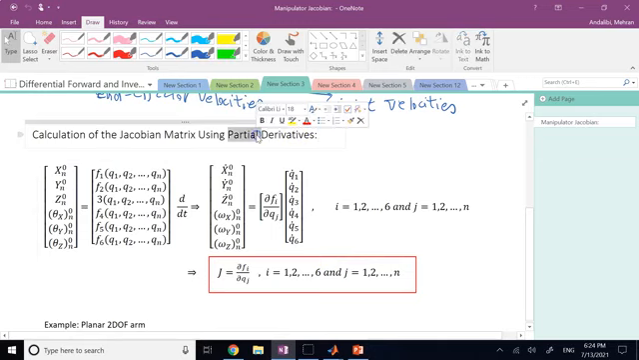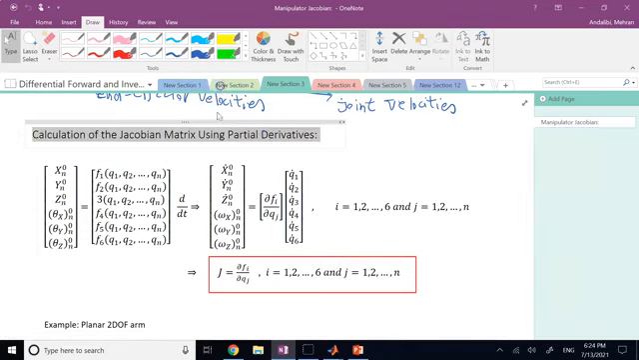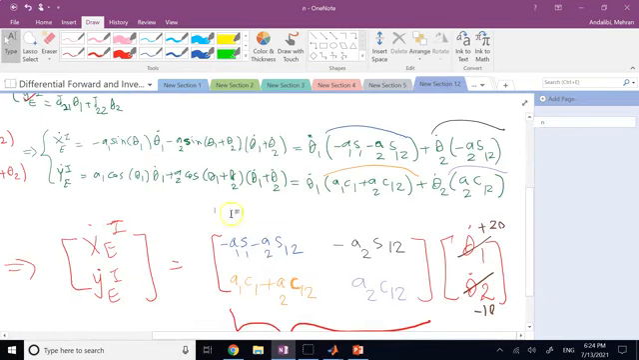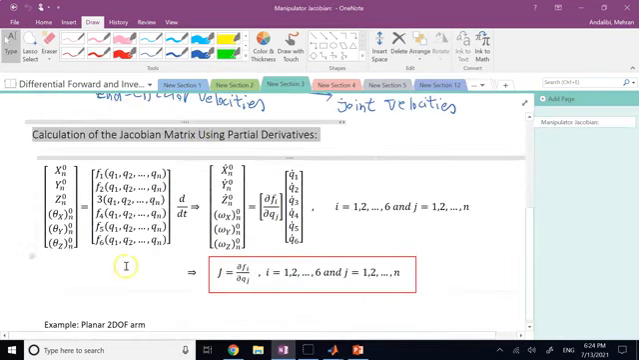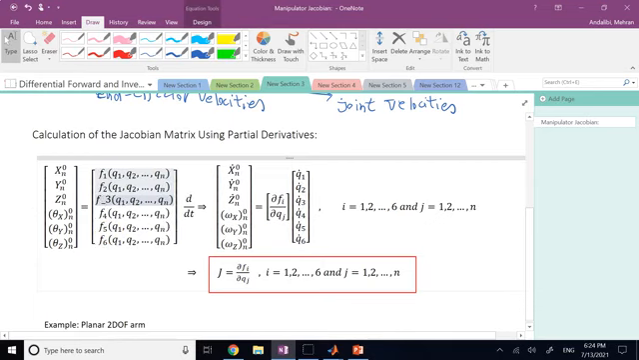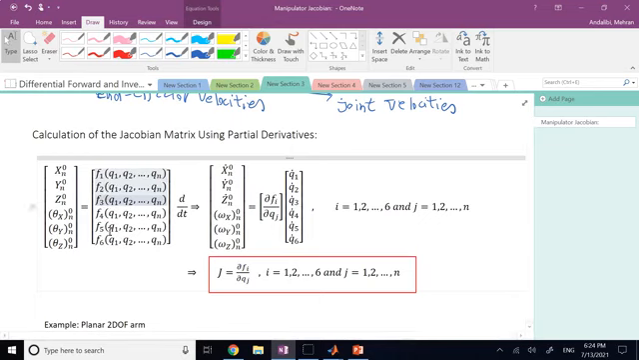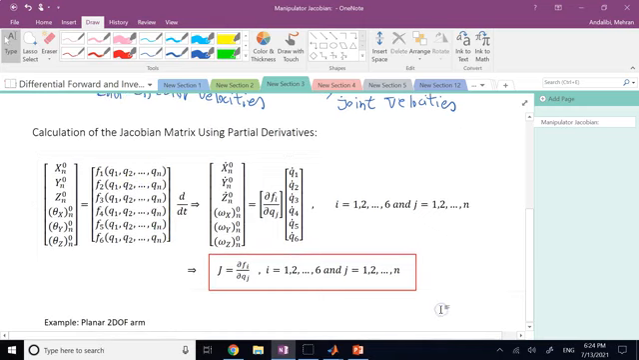One is using partial derivatives, and this is almost the same as what we did right here in this case. So here, let's assume that the x, y, z positions of the end effector in base and the absolute angles, theta x, theta y, theta z of the end effector frame in the base frame are in general functions of the joint variables from q1 to qn, okay?